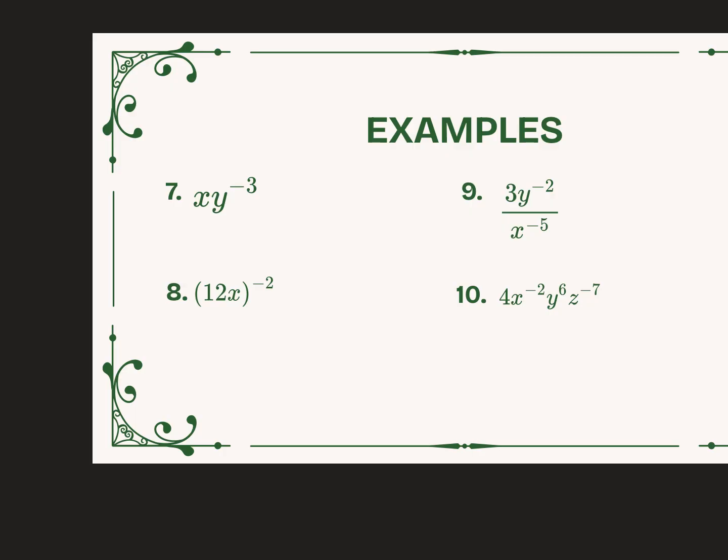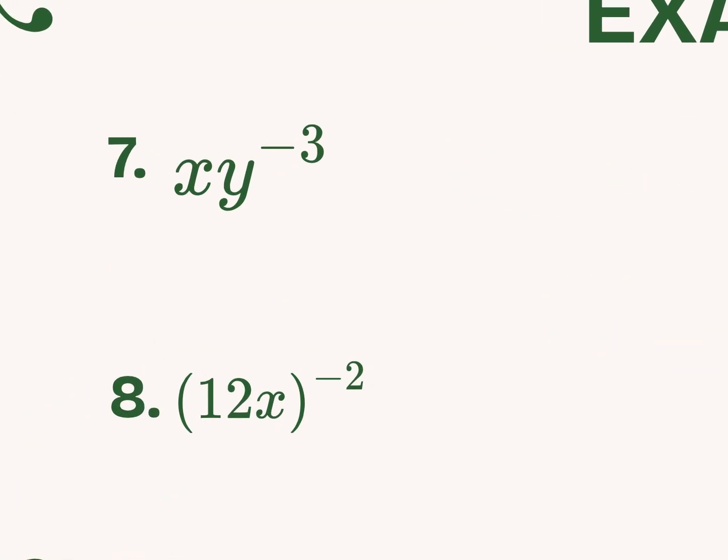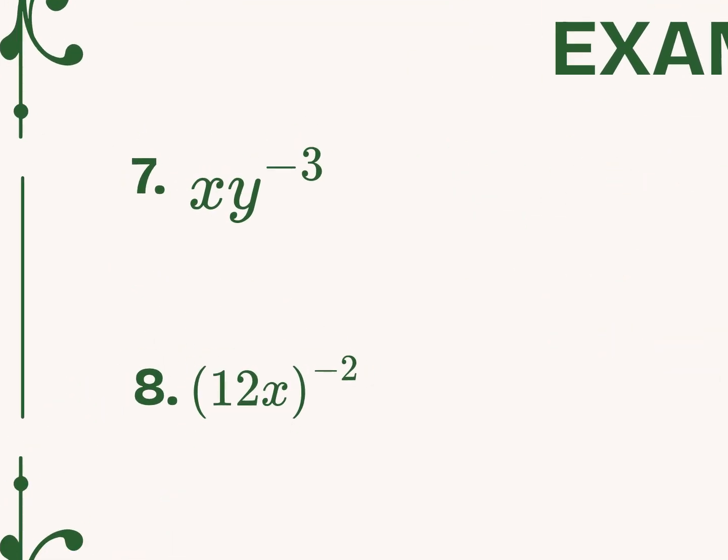All right, so we're going to put into practice what I just said. I want you guys to circle what is stuck with the negative exponent. So number 7, what am I going to circle? The y. Perfect. So I'm going to put this over 1. So what am I moving where? The y down here. So what does my new problem look like? Good job, bud. Perfect. X over y cubed.